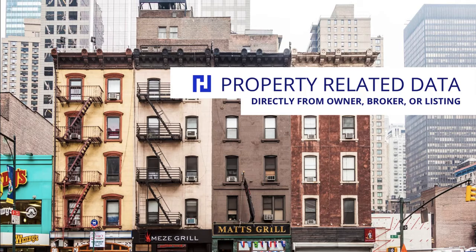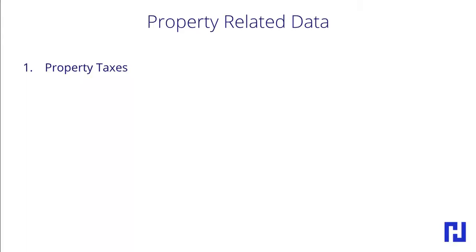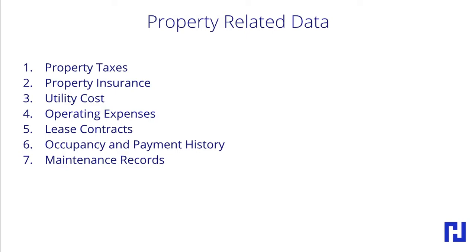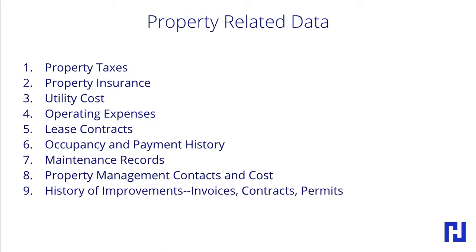Property-related data can come directly from the owner, a broker, or a listing agent. Property-related data can include items such as property taxes, property insurance rates, utility costs, operating expenses, lease contracts, occupancy and payment history, maintenance records, property management contacts and associated costs and fees, the history of improvements to that property, including invoices, contracts, and permits, an estimate of all potential costs.